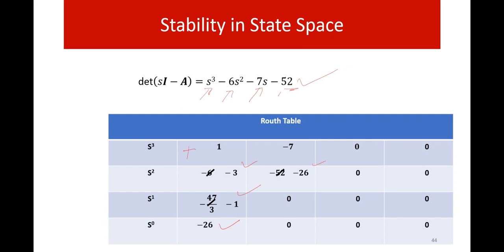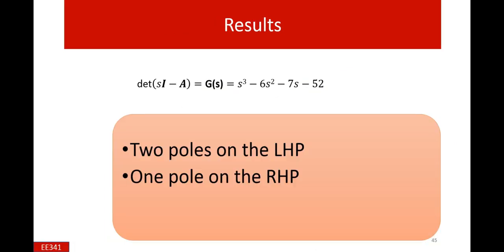So in the first column, the first element has the positive sign, then it is negative, and the third row is also negative, and the fourth row is also negative. There is only one sign change. So what does it mean to find the location of the poles by using the Routh table? One sign change means only one pole is on the right half plane. The remaining two poles are on the left half plane. So the result shows that one pole is on the right half plane and two poles are on the left half plane, and the system is unstable.